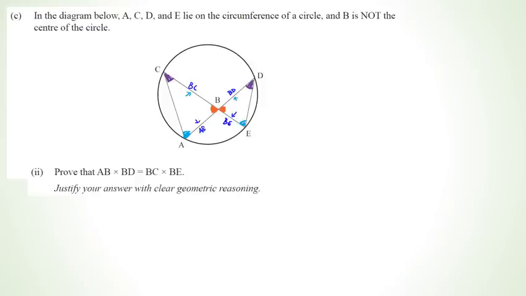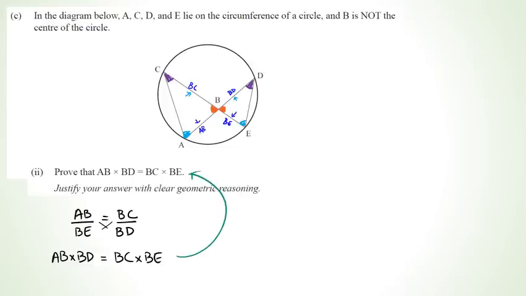So I'm going to put AB divided by BE equals BC divided by BD. That's what you do for similar triangles. You can do it in other ratios as well, but I'm going to do it this way. Once you have this, just cross multiply. When you cross multiply, you get AB times BD equals BC times BE. And you're done, because that's what the proof is saying.